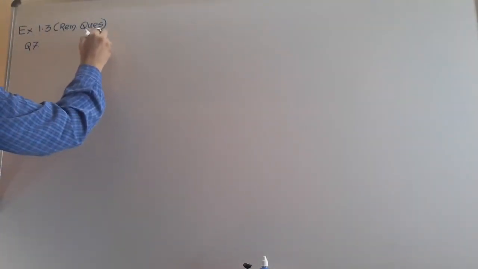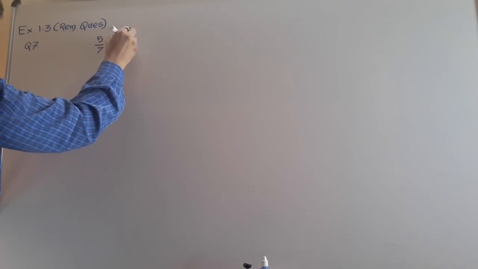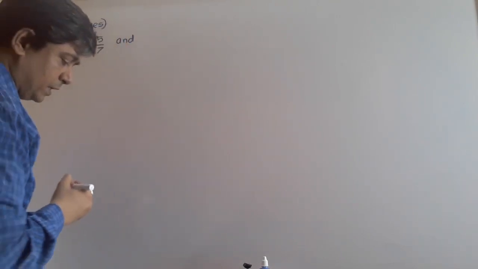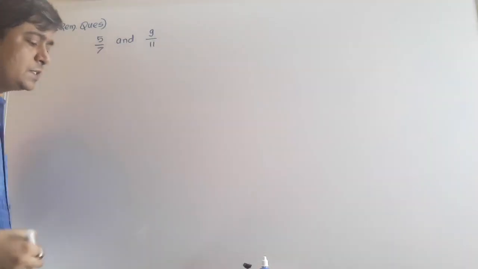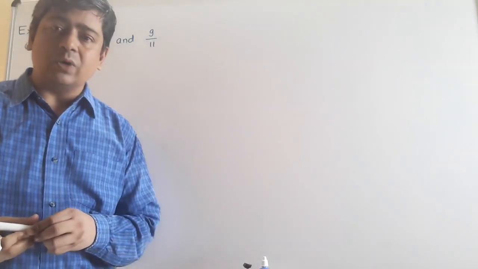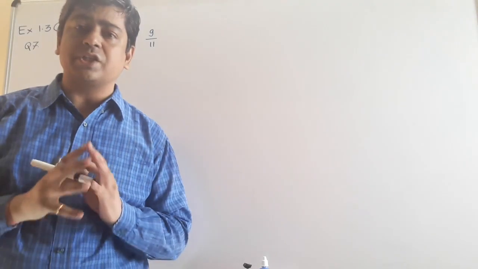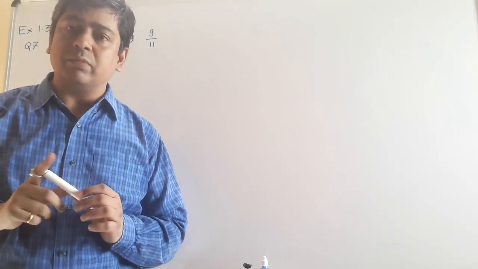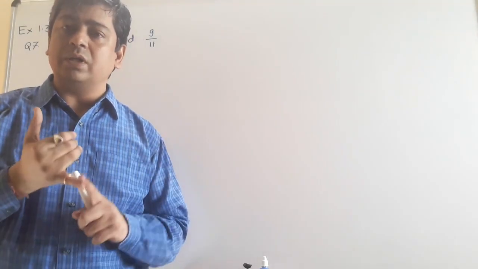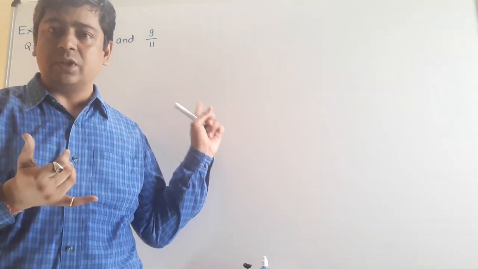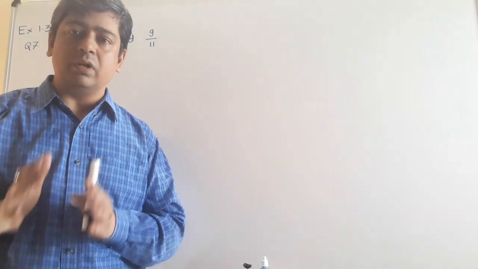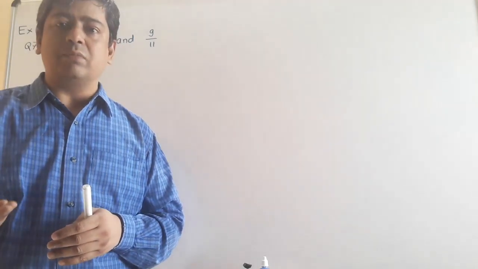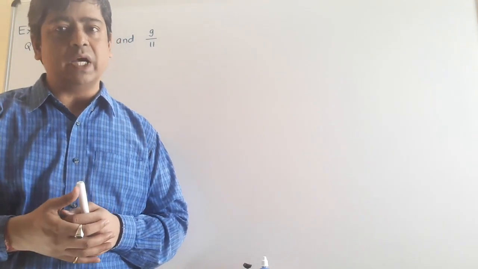See, here one number is given to us, 5 upon 7, and the second number is given here as 9 upon 11. Now between these two numbers I need to write down three different irrational numbers. Remember, irrational numbers are those numbers which are non-terminating, non-repeating. Just now we have written in the previous question non-terminating, non-repeating decimal. So irrational number means that kind of number only we are talking about.